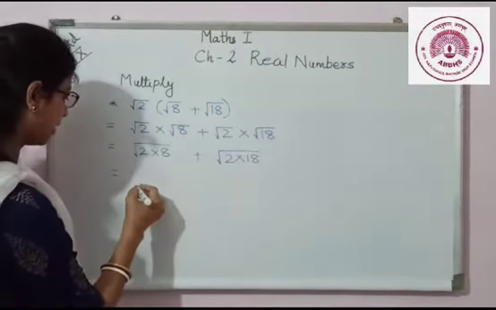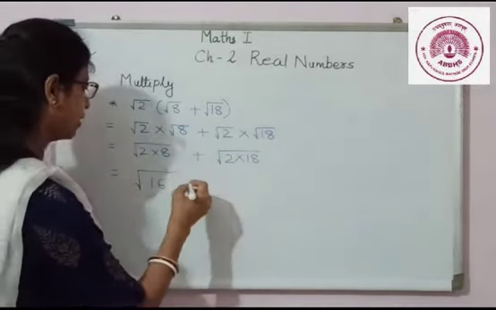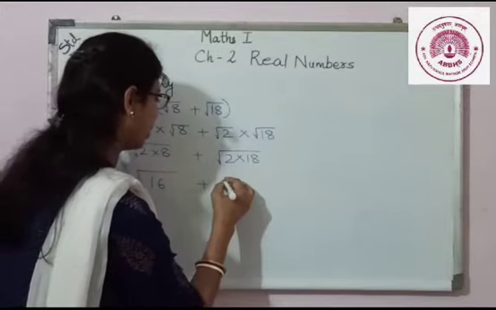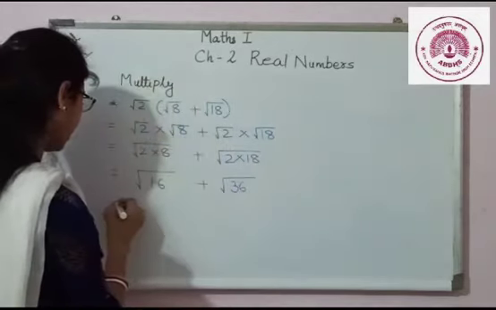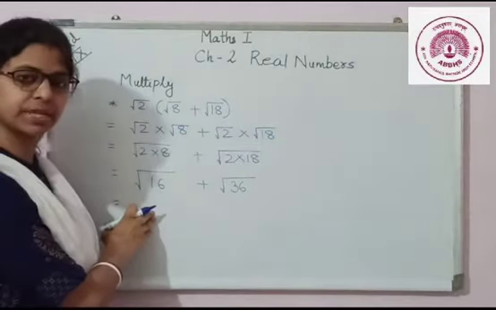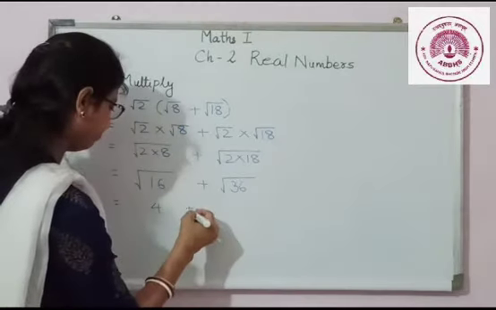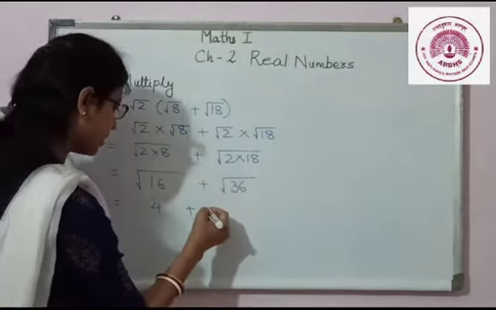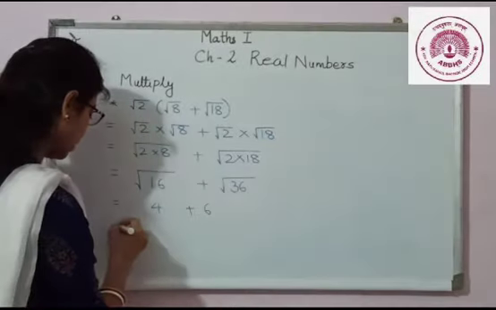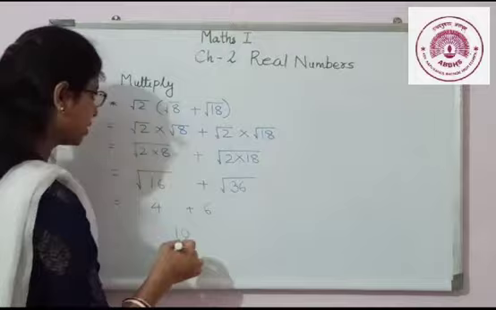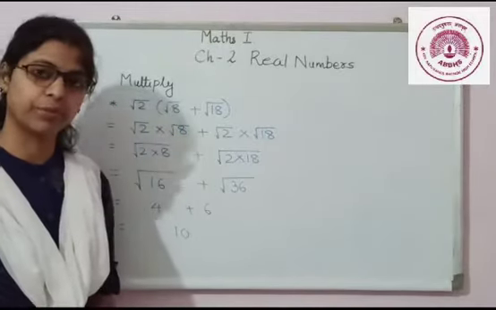Now let's multiply them. 2 multiplied by 8 is 16, plus 2 multiplied by 18 is 36. Now the value of square root of 16 is 4, so we'll write that 4. Root 36 is 6. So 4 plus 6 is equal to 10. This is how we can multiply a surd with another surd.